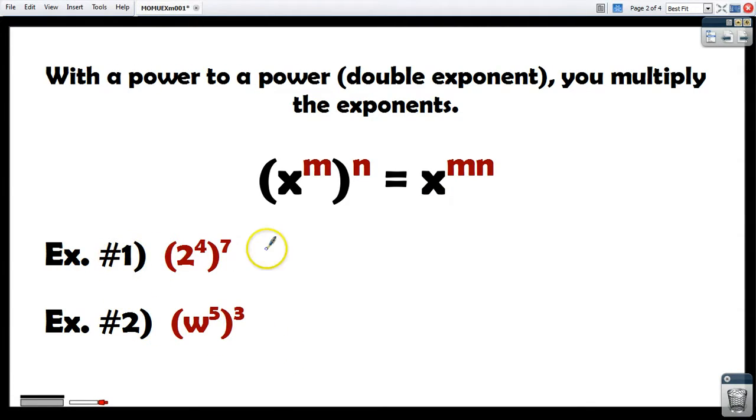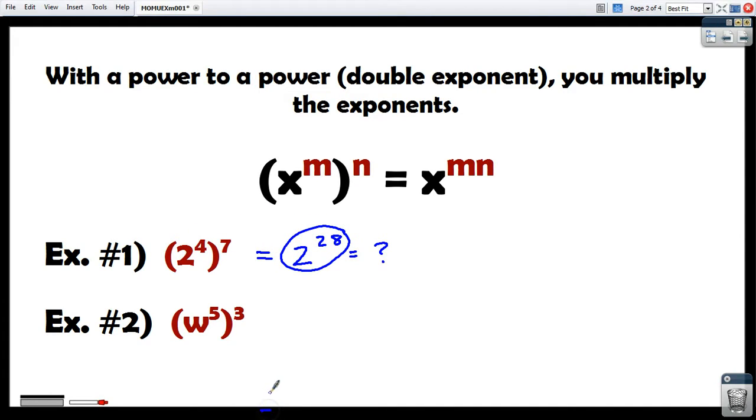So for example, number 1, we've got 2 to the 4th power, in parentheses, to the 7th power. So if we imagine 2 times itself 4 times, but then that group times itself 7 times, again, all we're doing is multiplying our exponents. So 4 times 7 is 28. So this would be the same thing as 2 to the 28th power. And if we needed to, we could simplify this further and get whatever 2 to the 28th power is. But for our purposes, we're just going to stop here, because it's all about figuring out this shortcut.